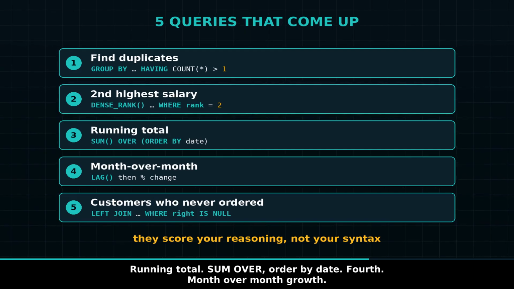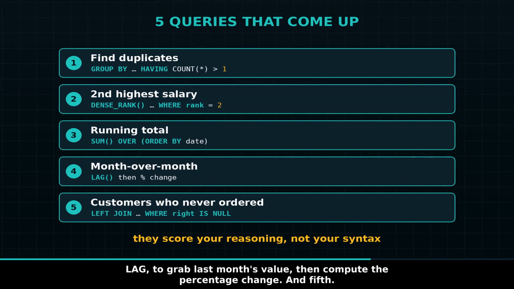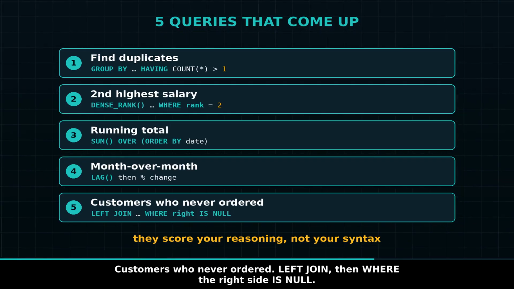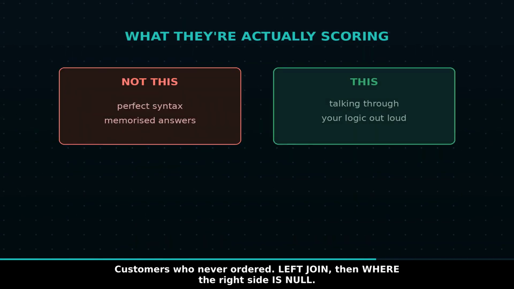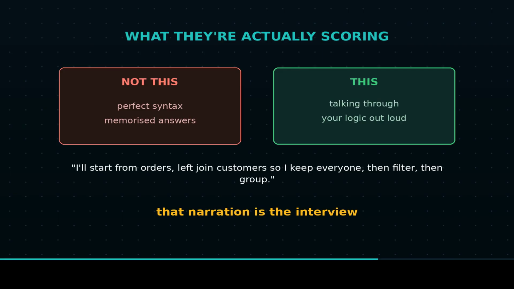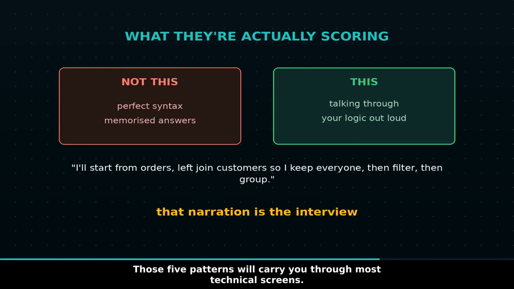Fourth, month over month growth. Lag to grab last month's value, then compute the percentage change. And fifth, customers who never ordered. Left join, then where the right side is null. Those 5 patterns will carry you through most technical screens.